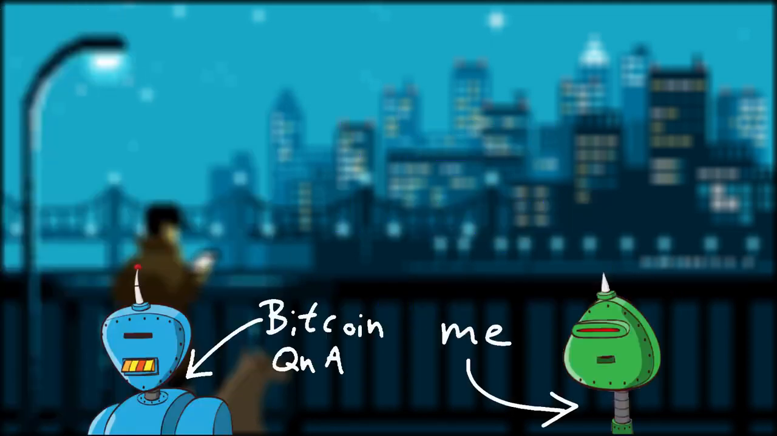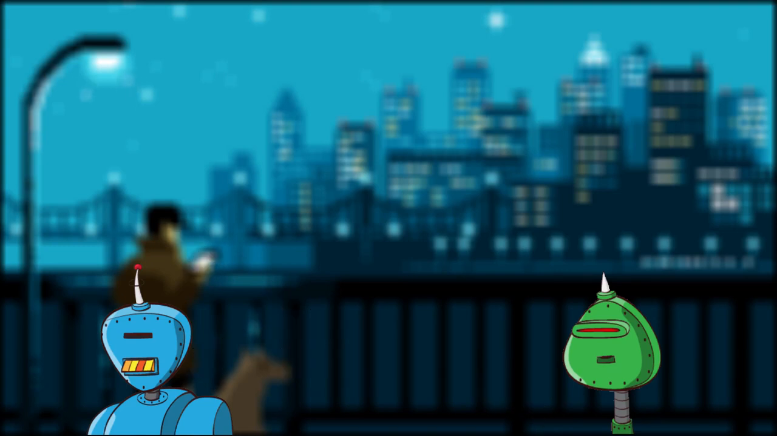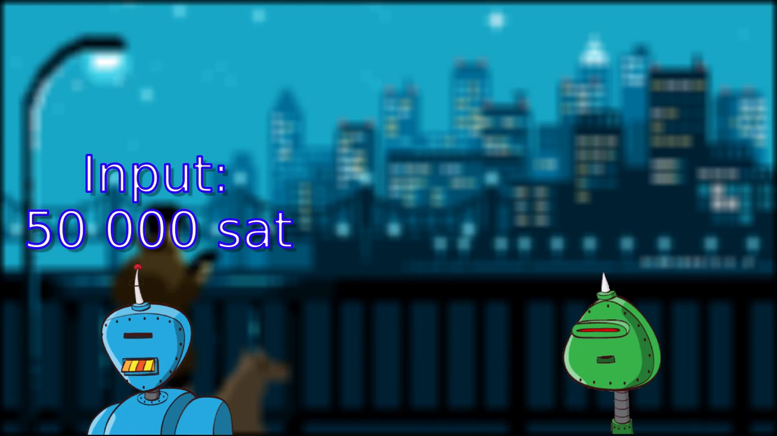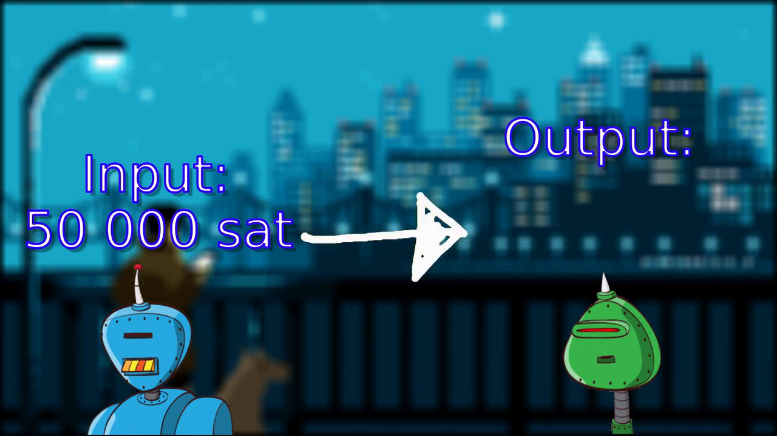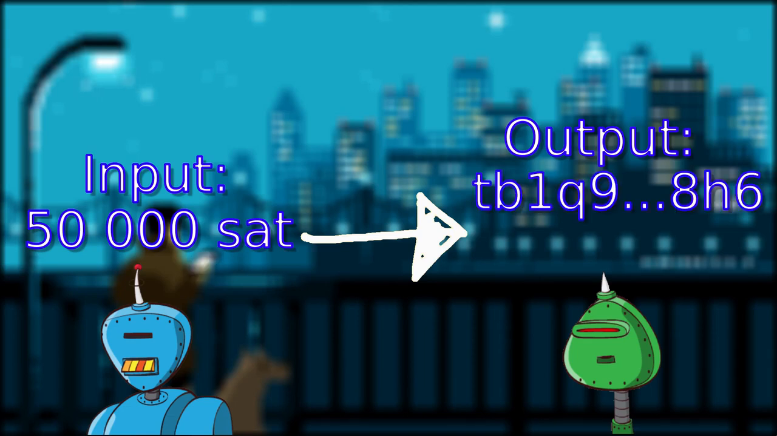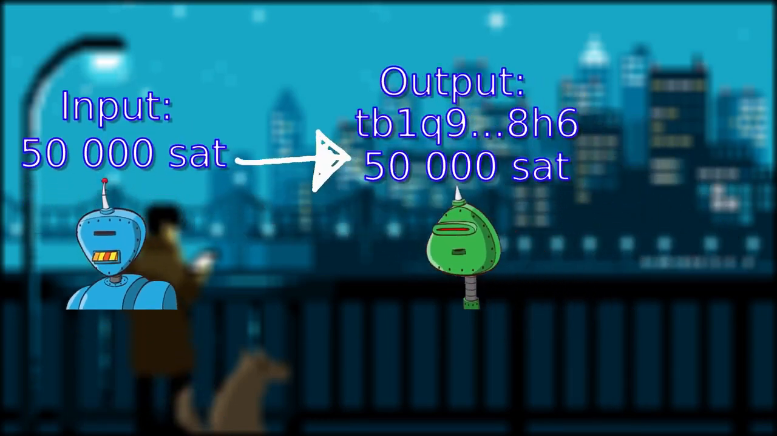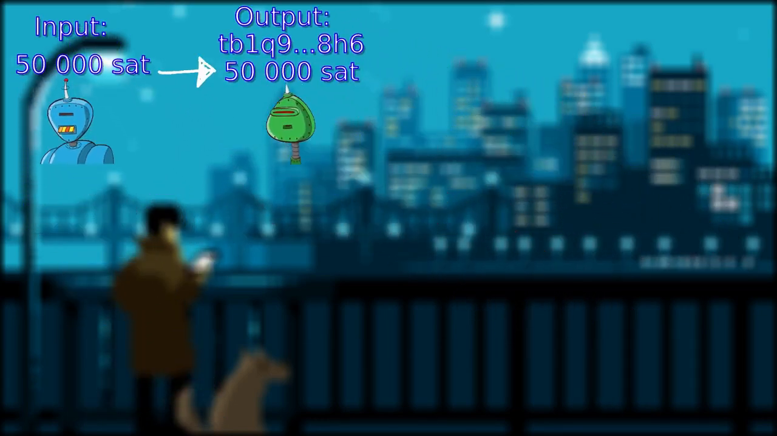Let's say Bitcoin QNA here is sending me 50k satoshis. In the transaction input side, he will put the amount, which is 50,000 satoshis, and on the output side, he will put my address and the amount for me to receive. And that's basically it.